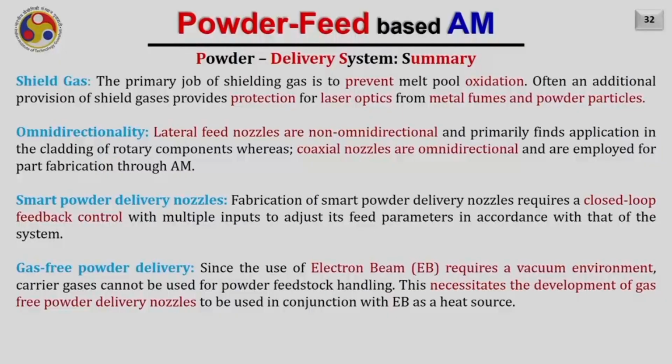We have also seen the effect of shield gas. The primary job of shield gas is to prevent the melt pool from oxidation. Often an additional provision of shielding gas is provided for protection of the laser optics from metal fumes and powder particles.